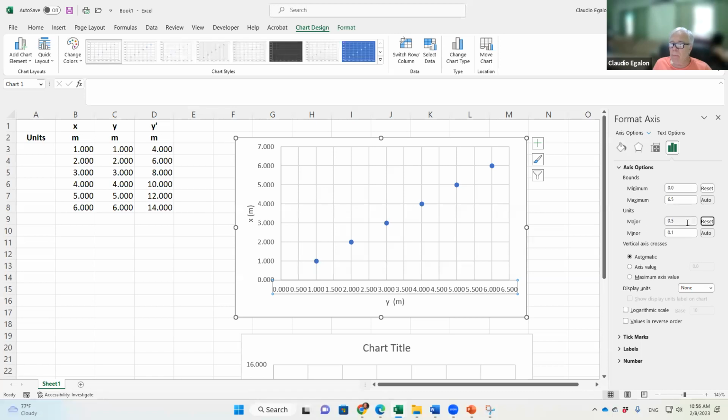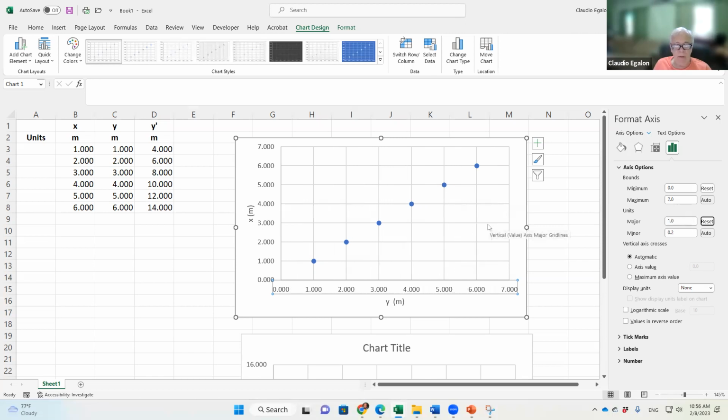Okay, you have to choose a proper major unit here. In this case, it should be 1. Looks good. It's okay if you choose 2, but you're going to start to have a problem, right? You're going to start to create a very large space here. So there's no need for you to put a unit of 2. You can go back to 1.